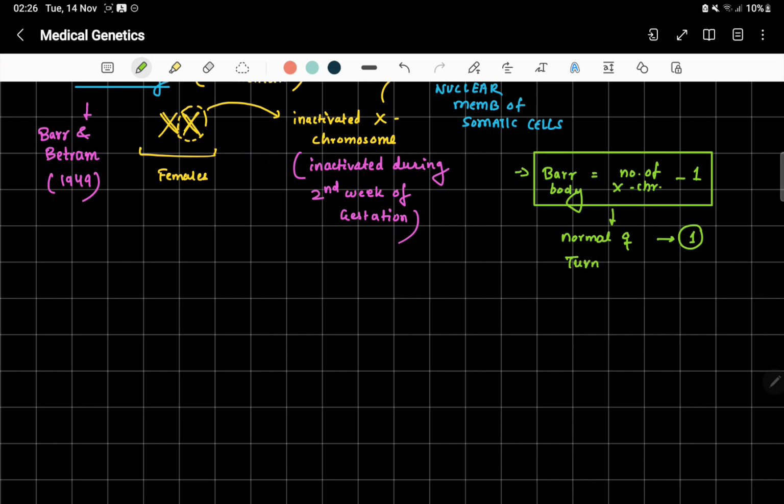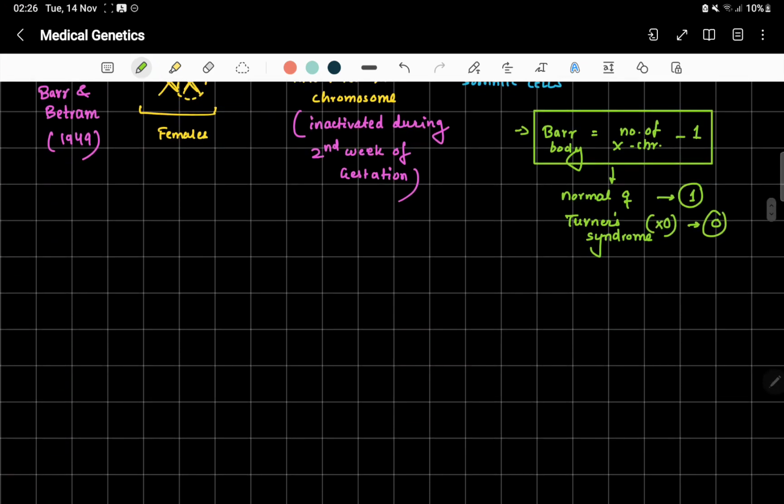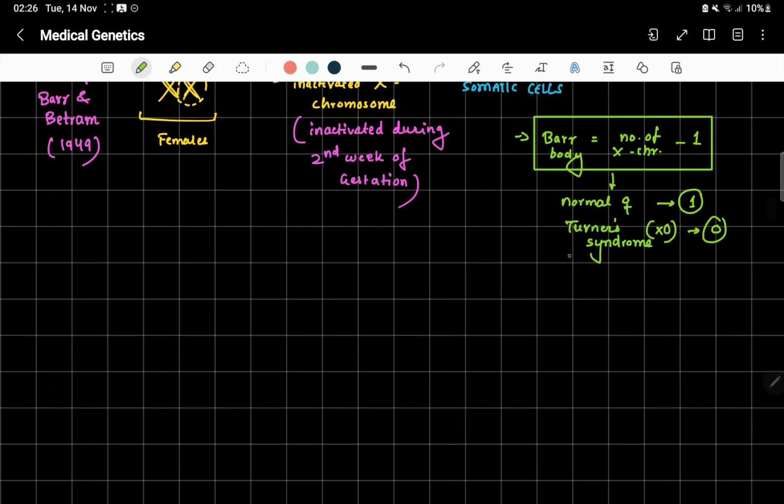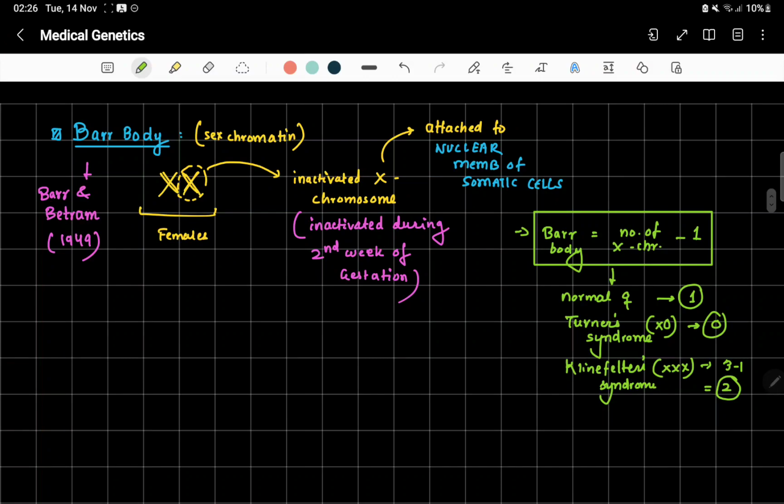In Turner syndrome, where there is XO genotype, there is no Barr body, as 1 minus 1 is 0. And in triple X, XXX, or multi-X females, there are 3 minus 1, that is 2 Barr bodies. So now you can calculate the number of Barr bodies too.